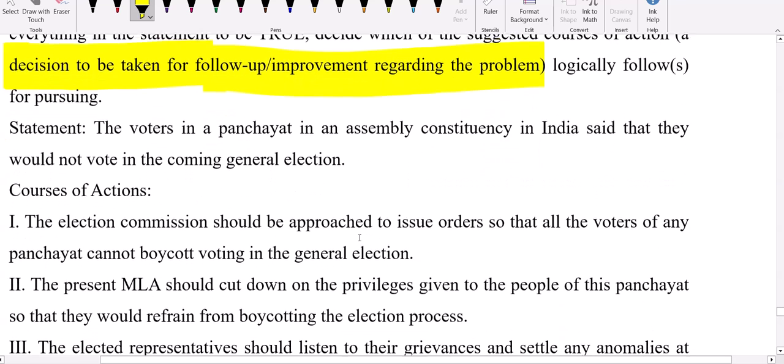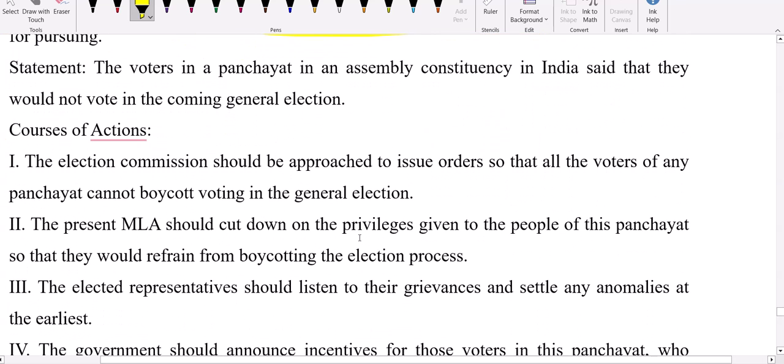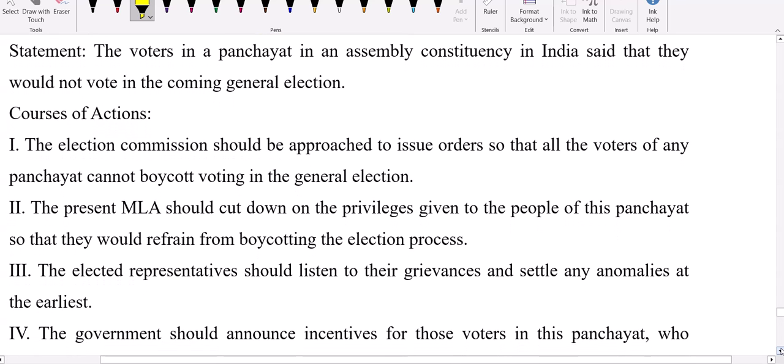Now, what is the statement here? The voters in a panchayat, in an assembly constituency in India, said that they would not vote in the coming general elections. They said they won't come. So generally, what is the thing we have to do? People should go there and ask what the issue is and try to sort out that issue, or talk to them about what the possibilities are and what can be done. We have to go and talk to them, right?